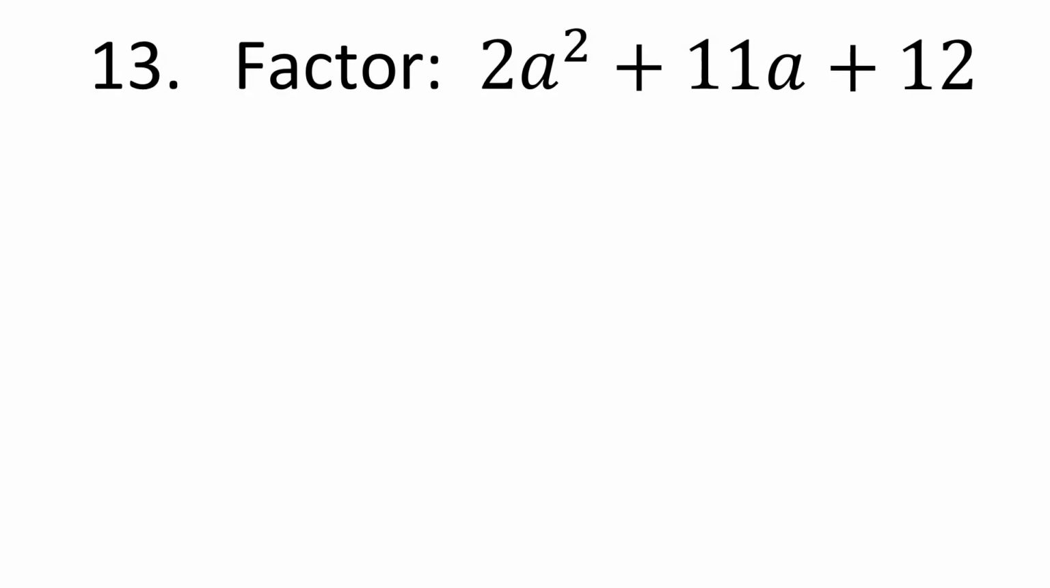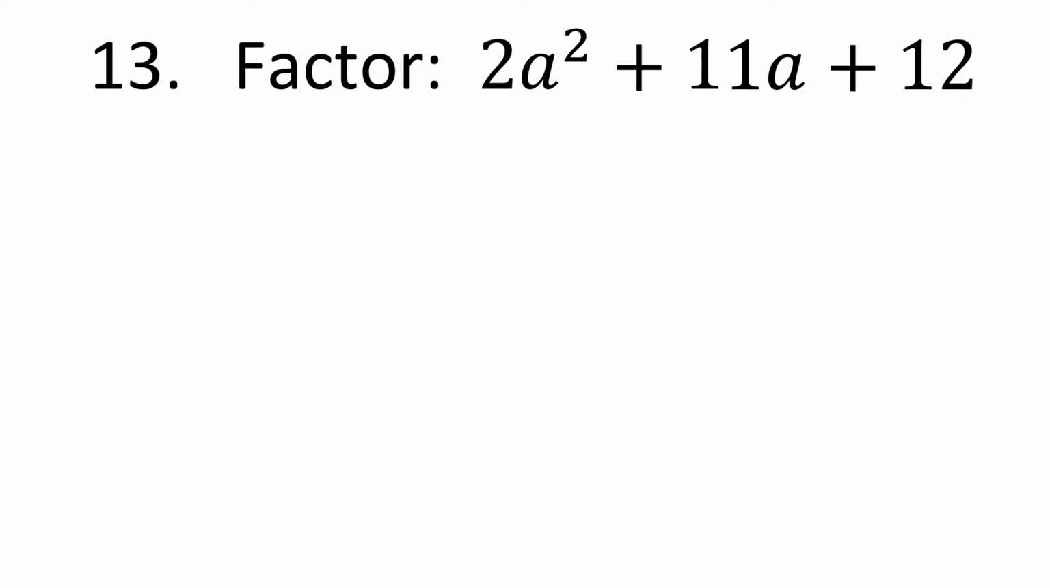Number 13 is a little bit different because the number in front of the variable with the square, we have a 2. So this value is not 1. So we have to do an extra step. We have to make sure to check if we can divide the factors when we find the two factors of the trinomial. We have a plus 11a and a positive 12.